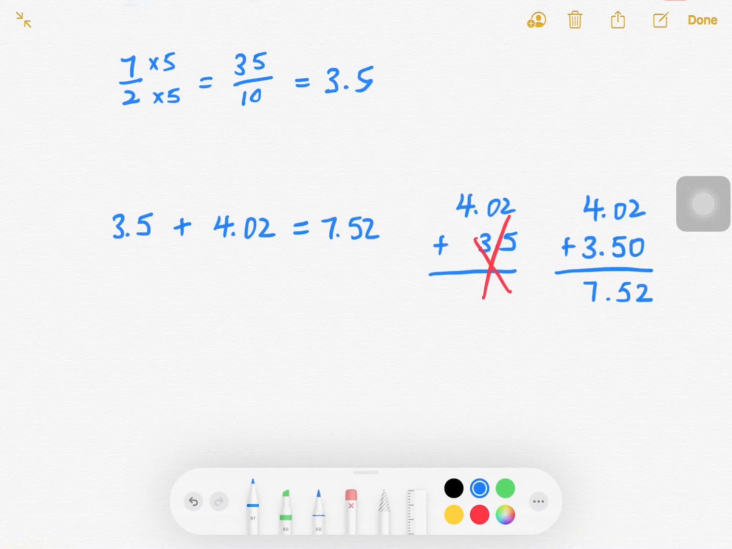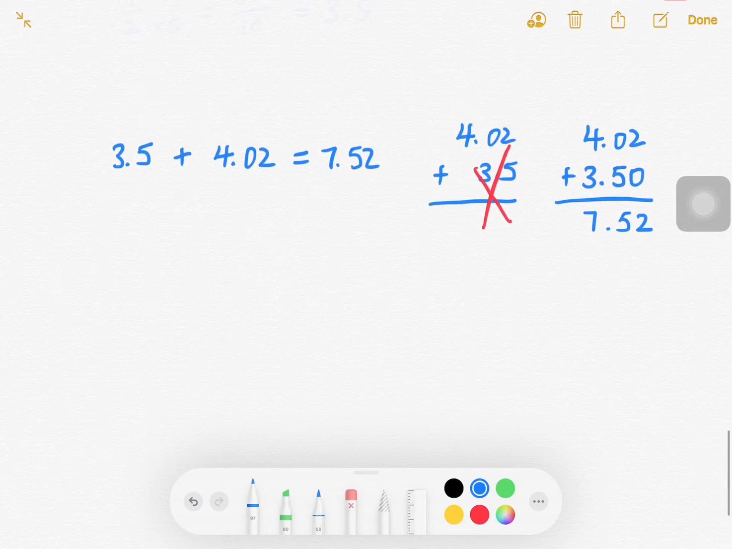The same goes for subtraction. I need to align them and make sure that they are in the correct place value. Moving on to multiplication of decimals. If I multiply decimals, the same thing. There is one common mistake. Let's use back the same decimal. I have 7.52.